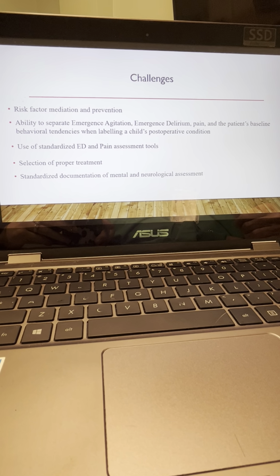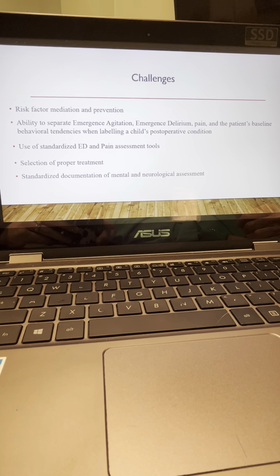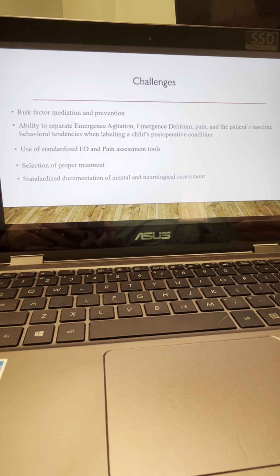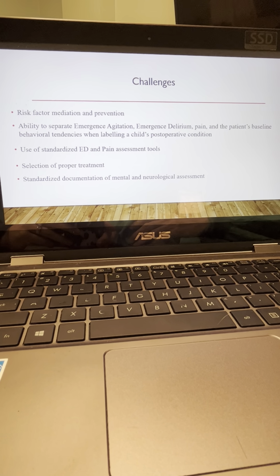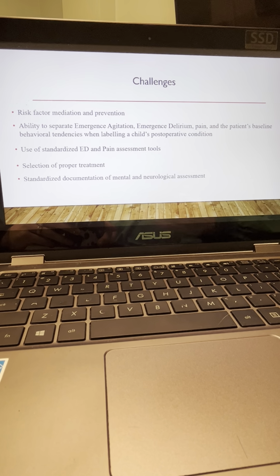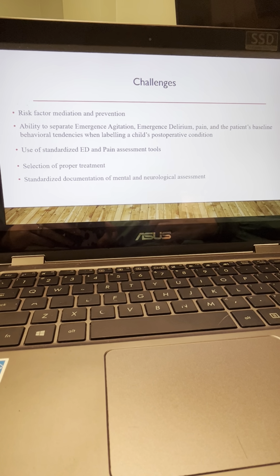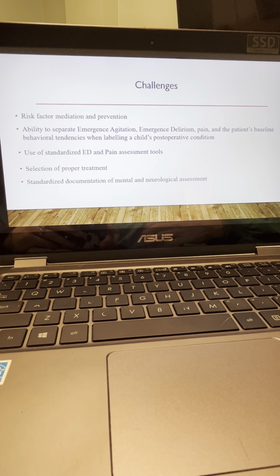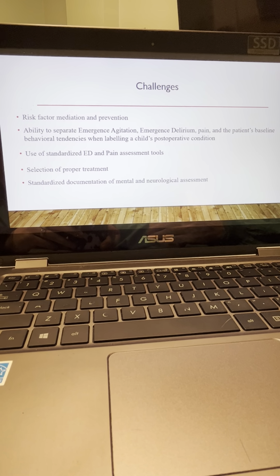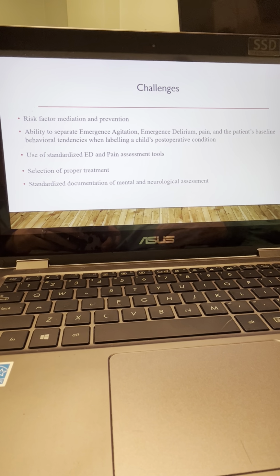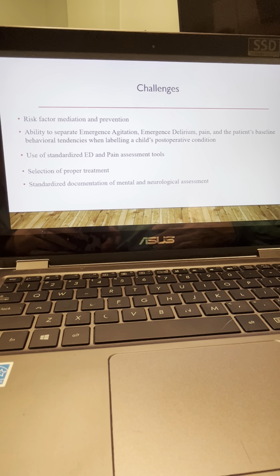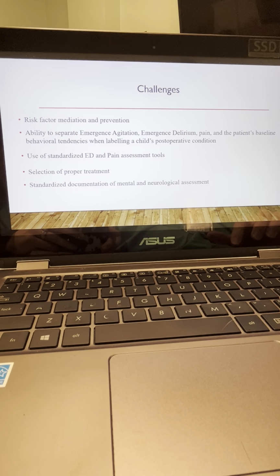So we have a lot of challenges with this. Risk factors and prevention, if we can prevent it, it's great. We'll go through some of the triggering things. Our ability to separate emergence, agitation, delirium, pain, and the baseline patient's behavior is kind of difficult sometimes. Use of standardized delirium tools and pain assessment tools, that's been a challenge, but we're working on that. Selection of proper treatment, so knowing what to give, how quickly, not being afraid of giving treatment if your kid is very, very agitated. Standardized documentation of mental and neurological assessment. So I think we could probably improve on that greatly.